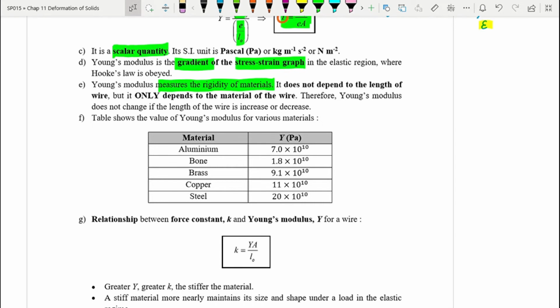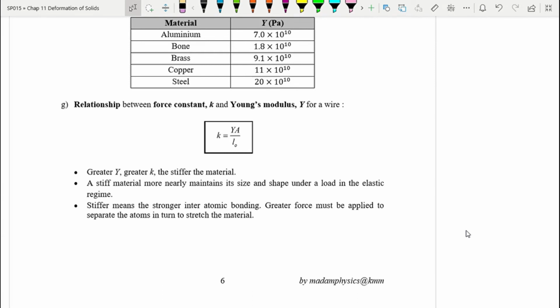Okay, menunjukkan more force is needed to deform steel compared to material yang ada modulus yang lebih rendah. Okay, now let's look at the relation between K and Young modulus for a wire.